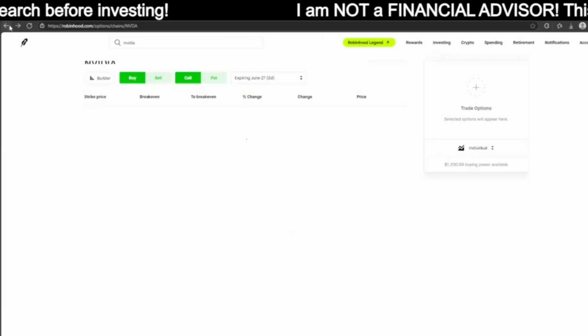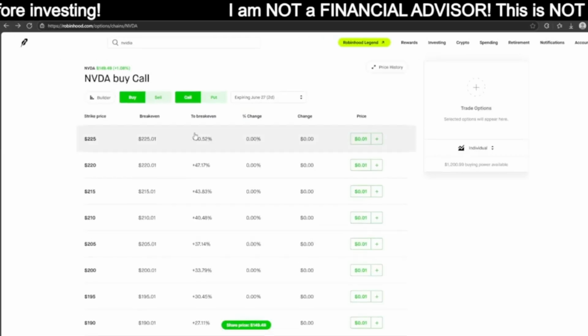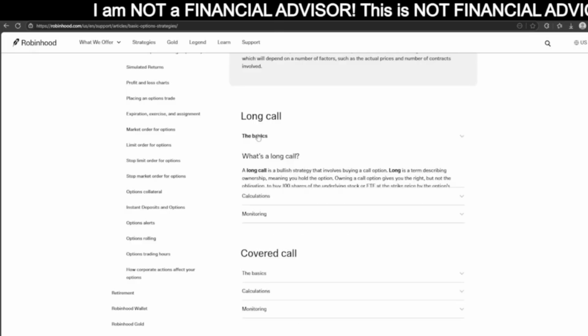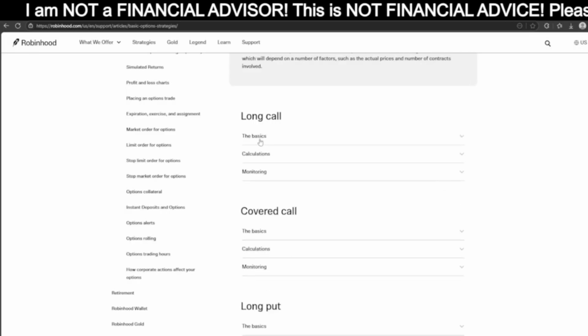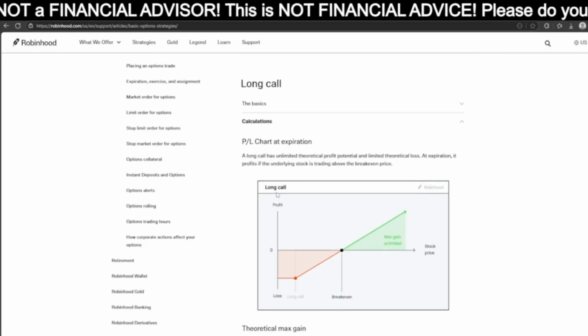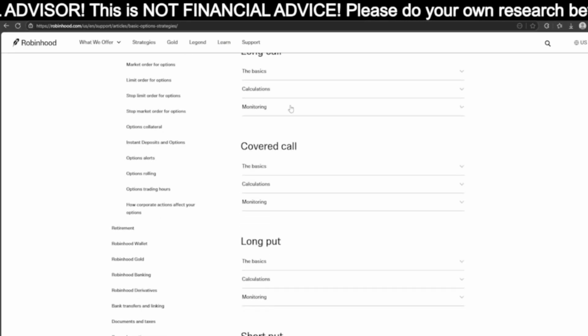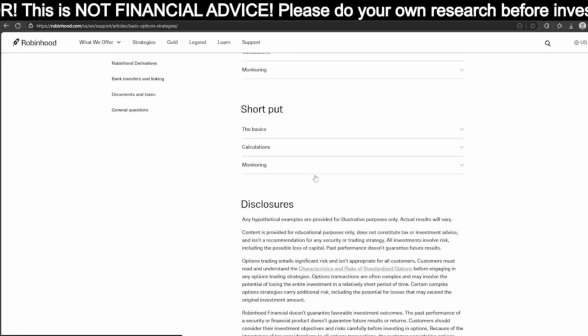But obviously I've been doing options for a while, so I kind of know what it looks like already. Also, if you go onto Robinhood, you can take a look and say, hey, here's the basics of explaining what a long call is and the calculations behind it, what the chart looks like, and how you can monitor it. So Robinhood actually does a very good job of explaining all the option strategies here.